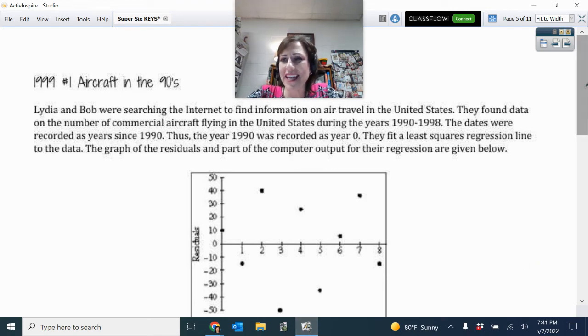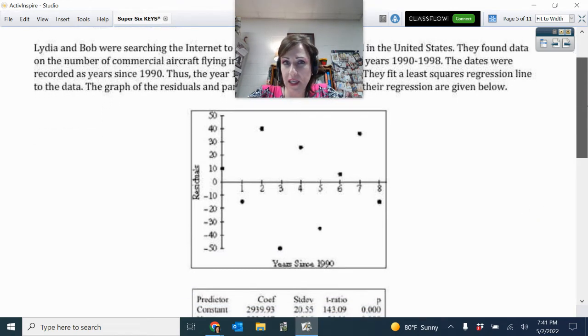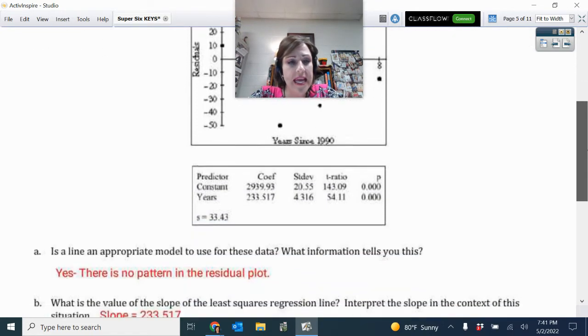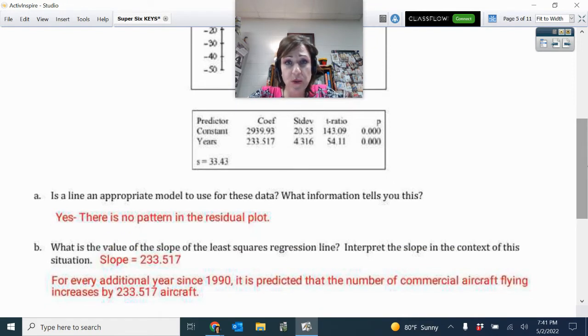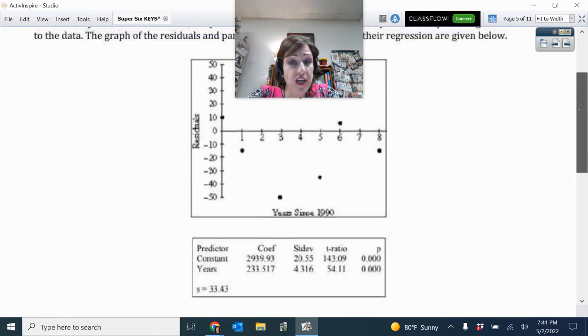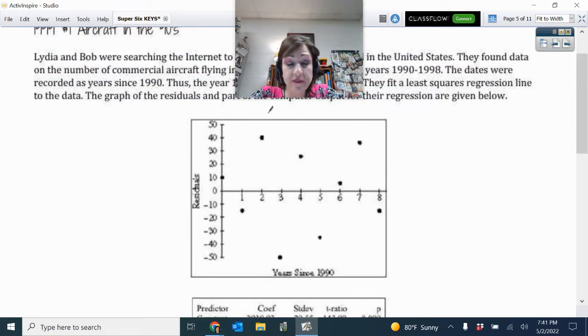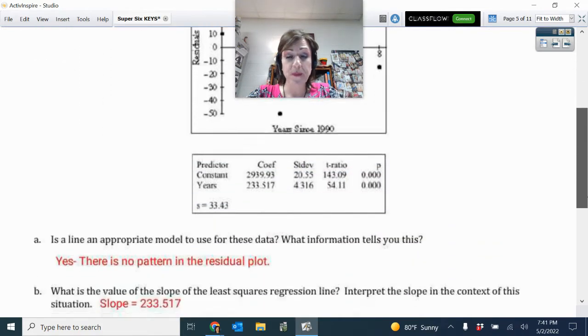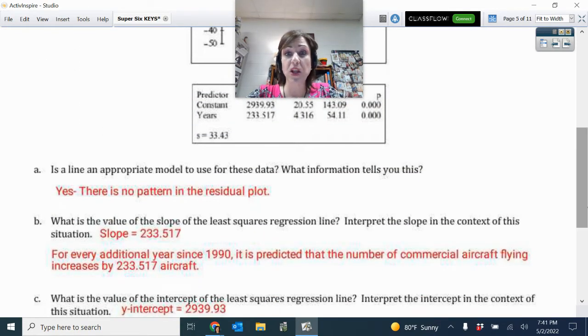All right, our aircraft in the 90s problem is one that was about linear regressions. Here we have a residual plot and a computer printout, and we're talking about the relationship between the X and Y data. First, for whether a linear model is appropriate, you cannot just look at the correlation coefficient. You have to see if there is a pattern in the residual plot. That's what we were looking for, and in this case, there was not one. So yes, there is no pattern in the residual plot, which is the reason we know that a linear model appears to be an appropriate model for this data.